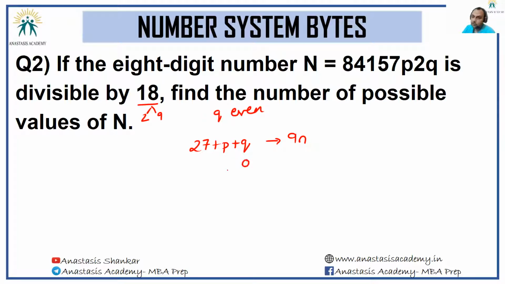If q was 0, then p can be 0. Or if q is 0, p can be 9. Both these cases are possible. If q was 2, p can only be 7. If q was 4, p can only be 5. If q was 6, p can only be 3. And if q was 8, p can only be 1. So altogether, we get 6 cases, which is the answer here.